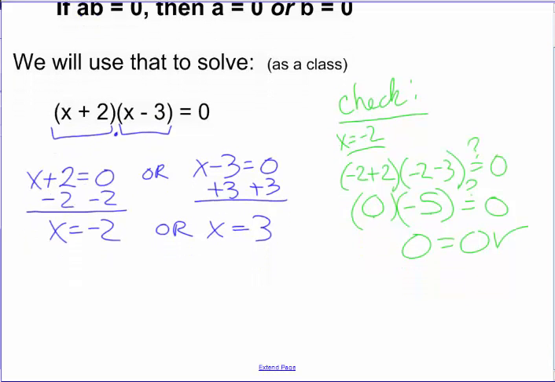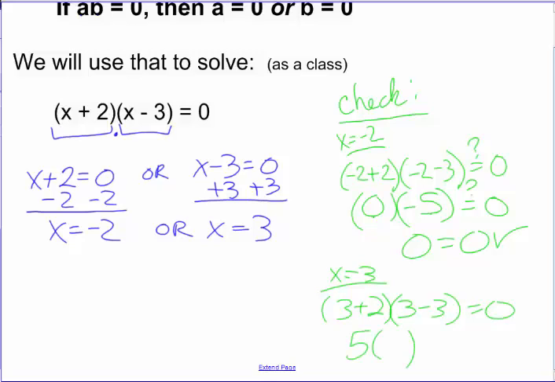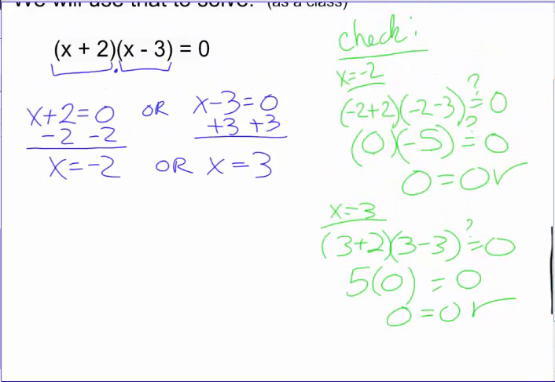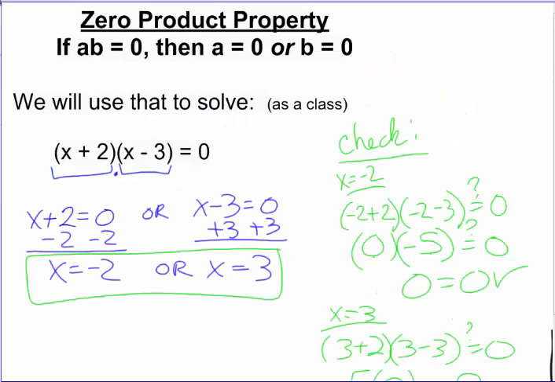Now let's check our x equals 3. Plug it in. So we get (3 + 2)(3 - 3) equal to 0. What is 3 plus 2? Times, what is 3 minus 3? Okay, we're checking to see that that equals 0. What is 5 times 0? 0. 0 does equal 0, so the 3 also works. So this is your final solution. You must show this middle step, okay? That x + 2 = 0 or x - 3 = 0, and then solve each of those equations.